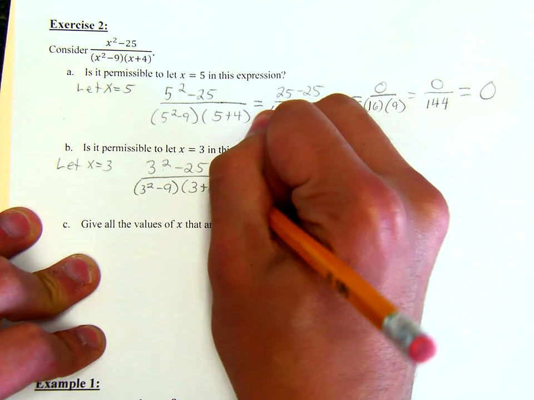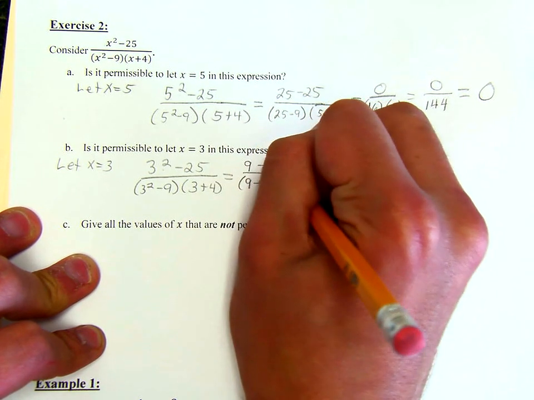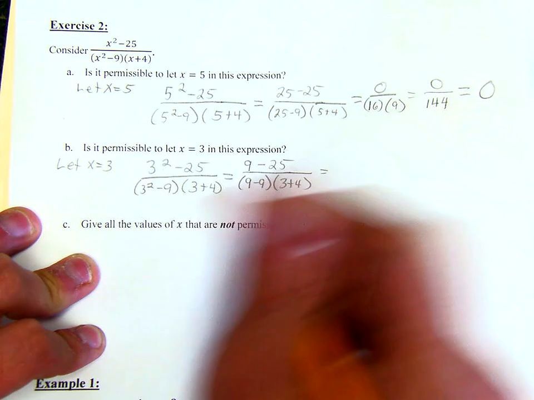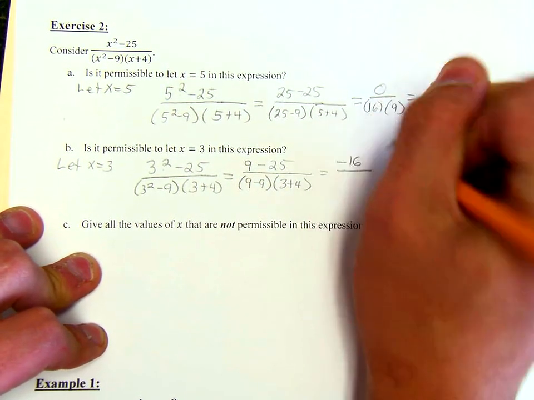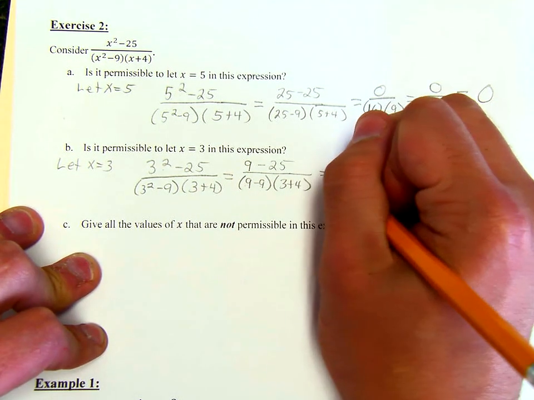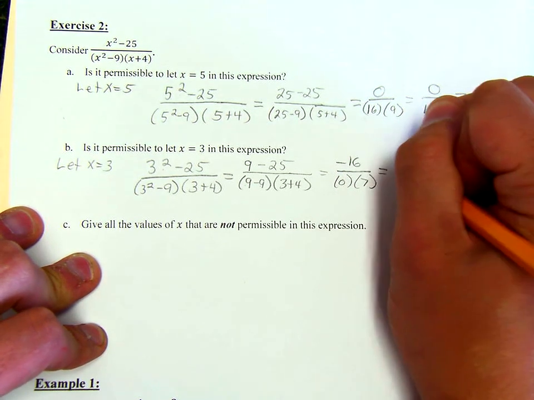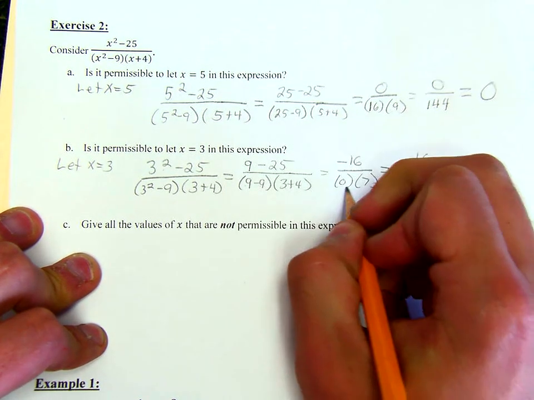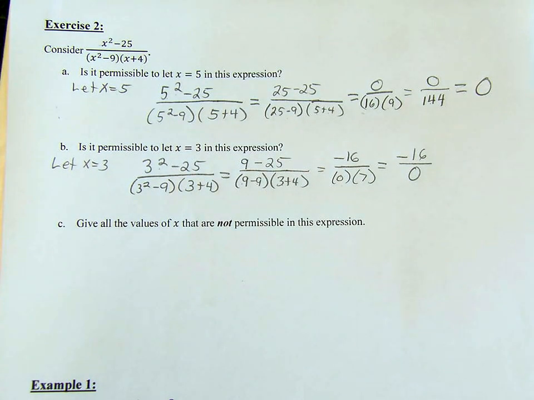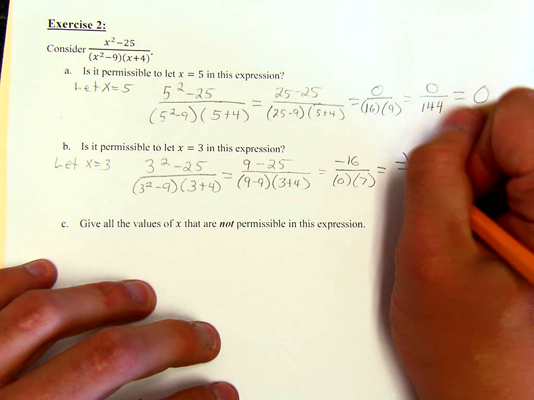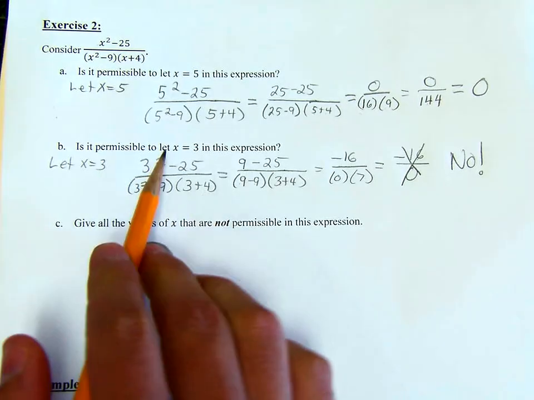times 3 plus 4. If we look at this, 9 minus 25 is negative 16, divided by 9 minus 9 is 0. 3 plus 4 is 7. So we're going to have negative 16 divided by 0 times 7, which is 0. And in this case, we have 0 in the denominator, so we know that we can't use this one. So we're going to say, no, it's not permissible to let x is equal to 3, because then you get negative 16 divided by 0. Or you just get 0 in the denominator.